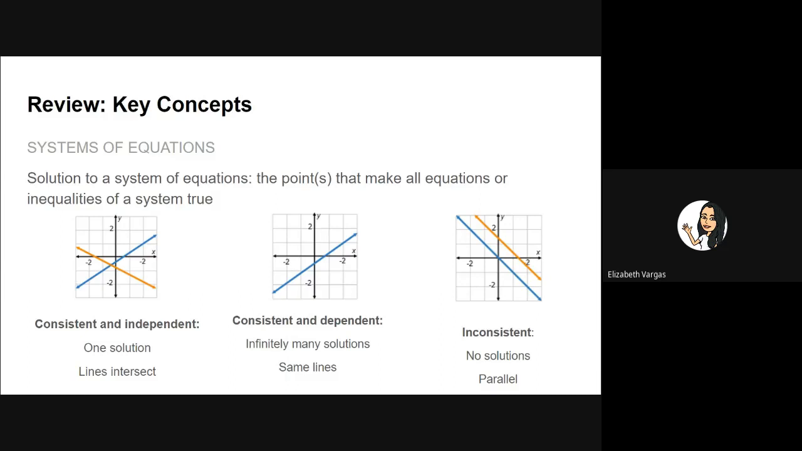They're going to coincide with each other as they continue to move through the graph, so they're going to have infinitely many solutions. And then lastly, we have inconsistent, meaning there are absolutely no solution points because those two lines will be parallel to each other, so they'll never intersect.